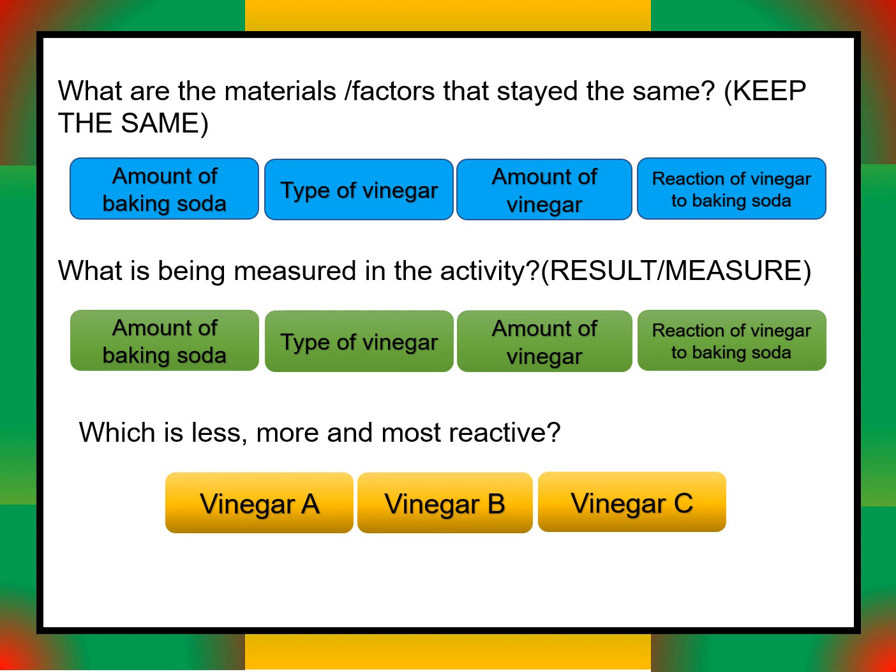What is being measured in the activity, or the result? Amount of baking soda, type of vinegar, amount of vinegar, reaction of vinegar to baking soda. Which is more, which is less, and most reactive? Vinegar A, vinegar B, vinegar C, right? So you have to write, if it's vinegar A, write less. If it's vinegar B, write most, and so on and so forth, right? Write your answer on a separate sheet of paper.